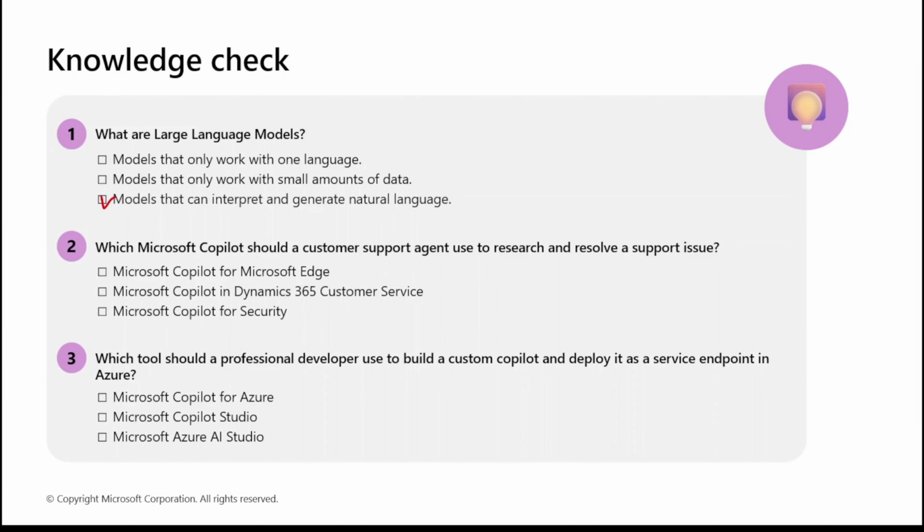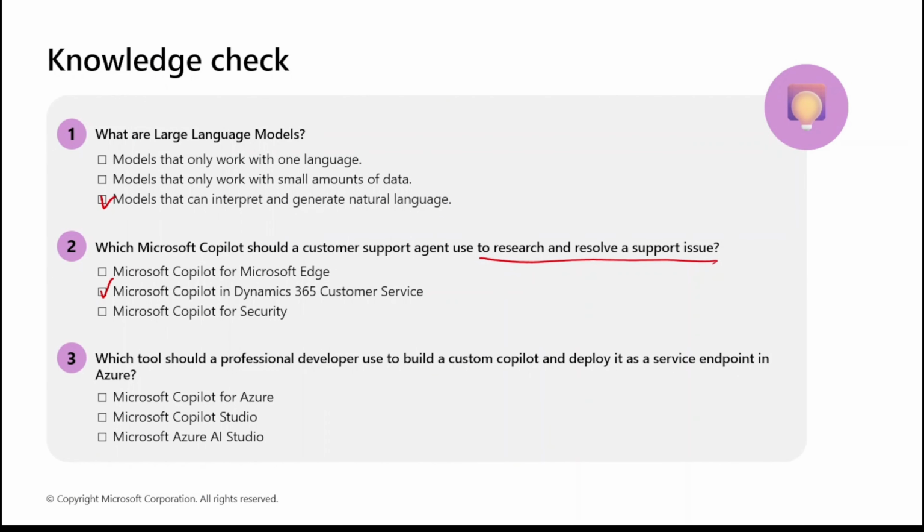Which Copilot should a customer support agent use to research and resolve a support ticket? You got a couple of solutions over here. A is Microsoft Copilot for Microsoft Edge. B is Microsoft Copilot for Dynamics 365 Customer Service. C, Microsoft Copilot for Security. Copilot for Security is for solving security issues, so you don't want to use that. Copilot for Edge is for regular searches. This is a customer service issue. That's the question, to resolve a customer service issue. You want to use this one, B, Microsoft Copilot for Dynamics 365 Customer Service.